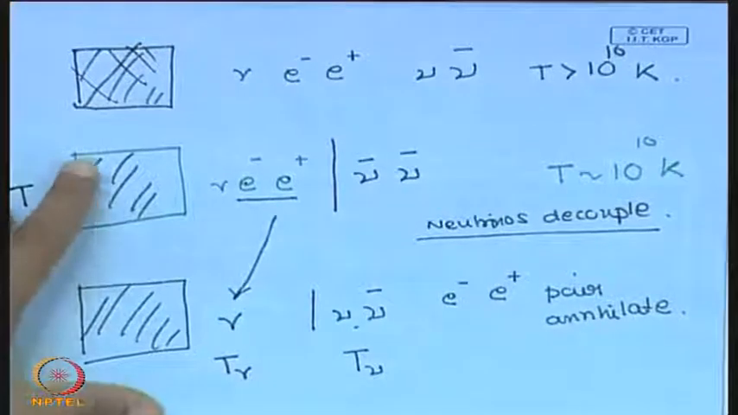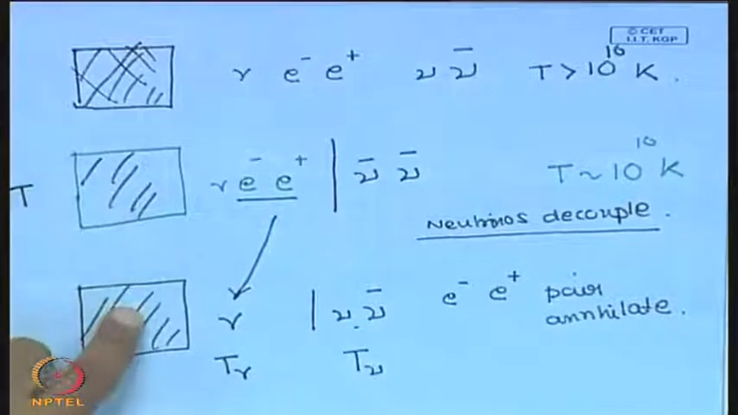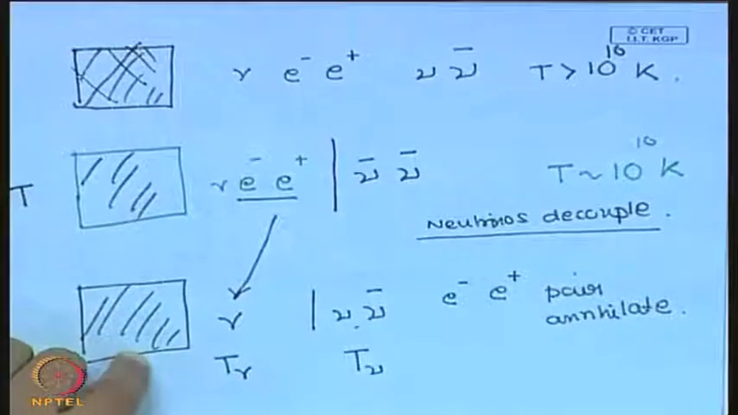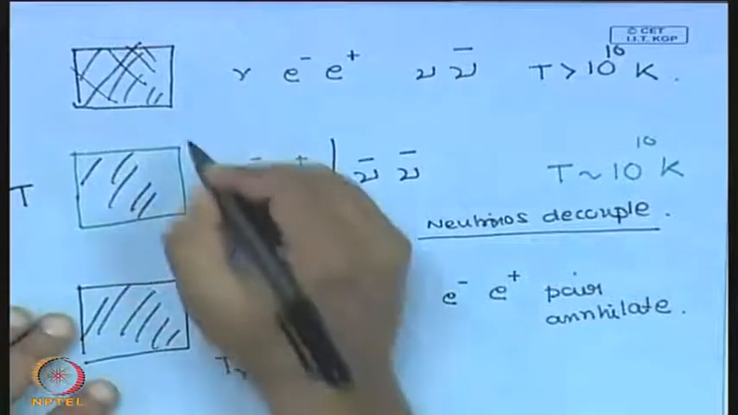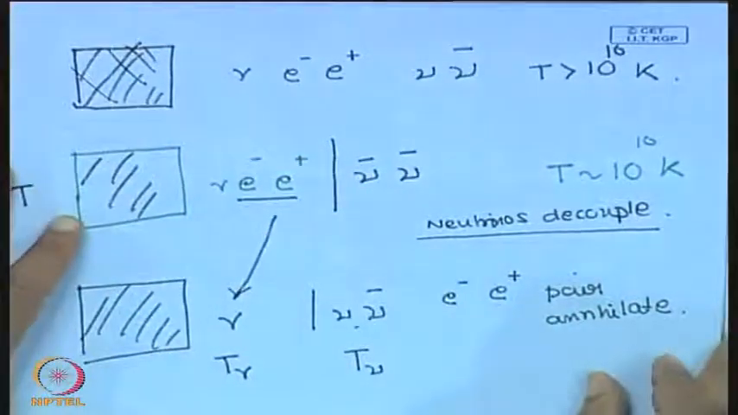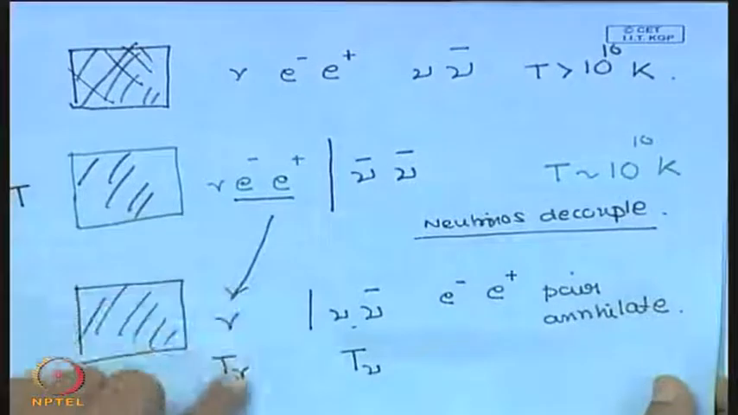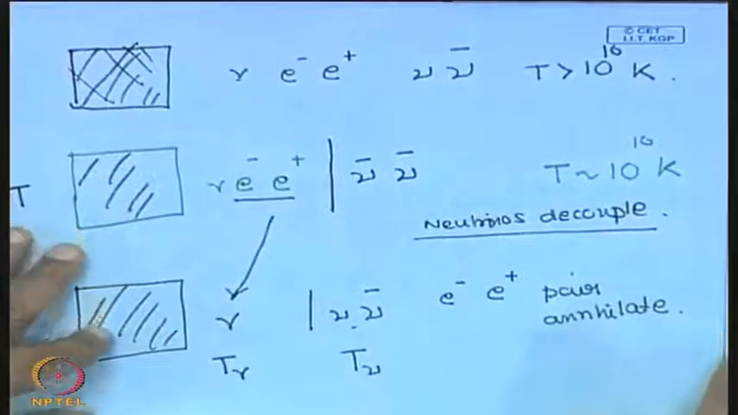The conserved quantity is the entropy. The expansion of the universe is adiabatic, so the conserved quantity is the entropy. Let us now analyze how these temperatures are related. The entropy per unit volume, so let us ask what is the entropy of this.